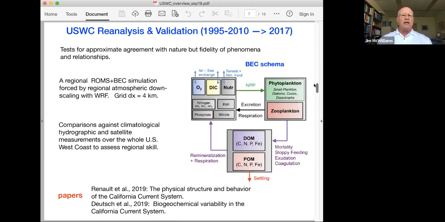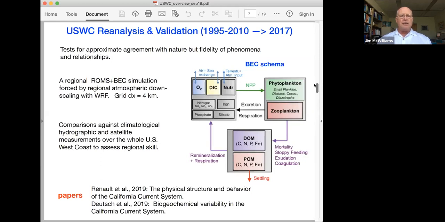The backbone calculations have been a set of reanalysis simulations in which the regional model is forced with downscaling of global atmospheric and oceanic simulations, with an intervening downscaling of the atmospheric simulation. The standard resolution has a horizontal grid of 4 kilometers, and we initially did a period 1995 to 2010, because that's when we had the available global data. We're in the process of extending it to 2017.